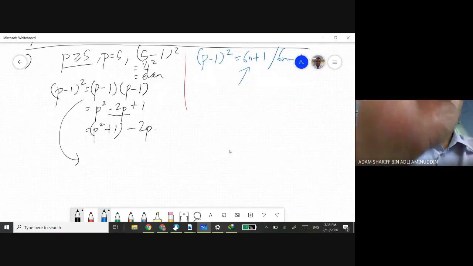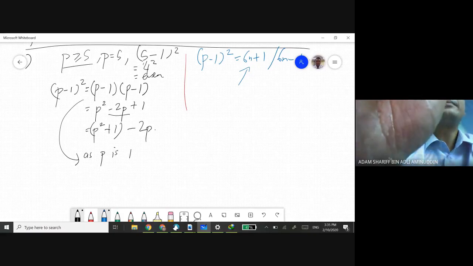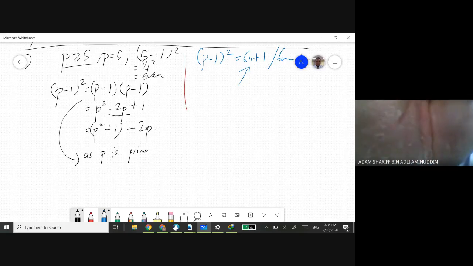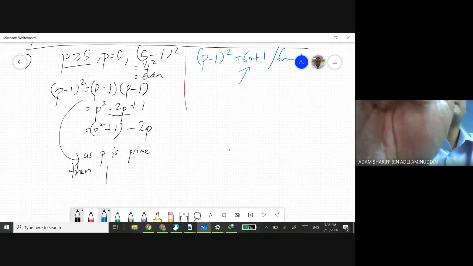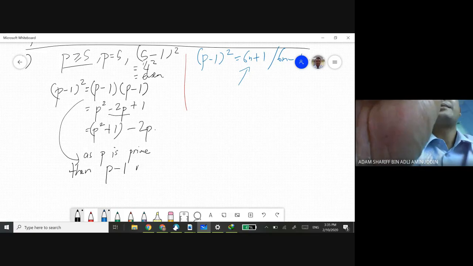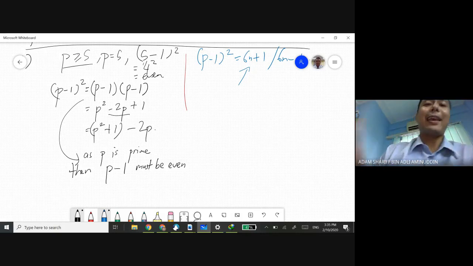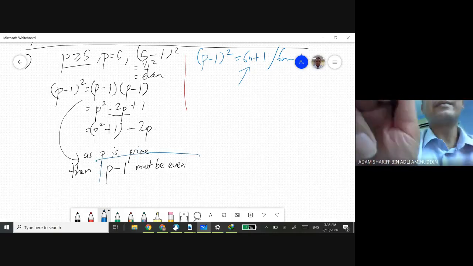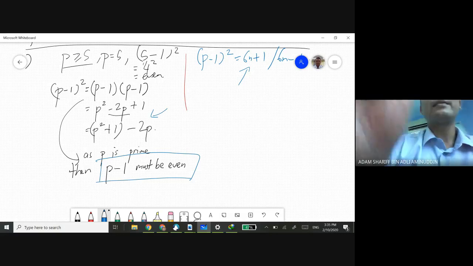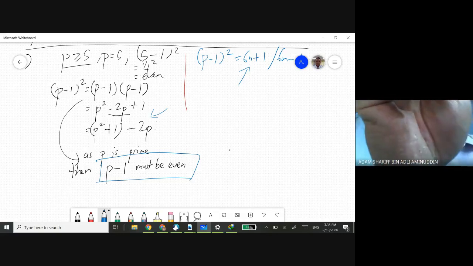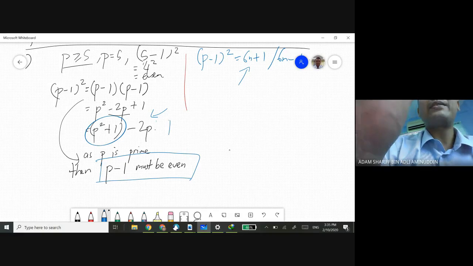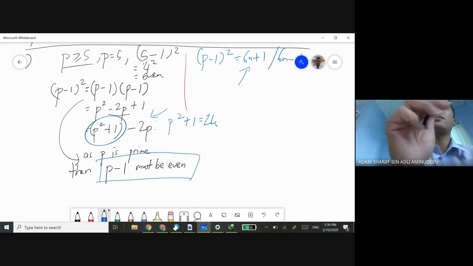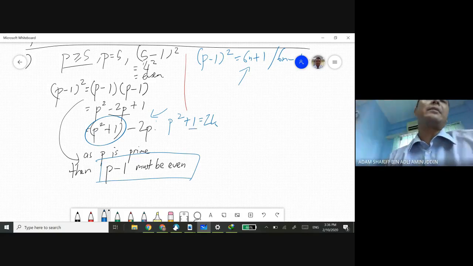Okay. As p is prime, then p minus 1 must be even. Okay, I have my reasoning here. Listen carefully. I will not do this. I will stop because this one is not clear. Because I cannot prove that p squared plus 1 will be a multiple of 2. Right now, I cannot prove that because there is a plus 1 here.